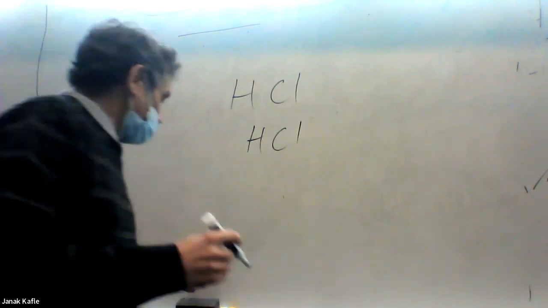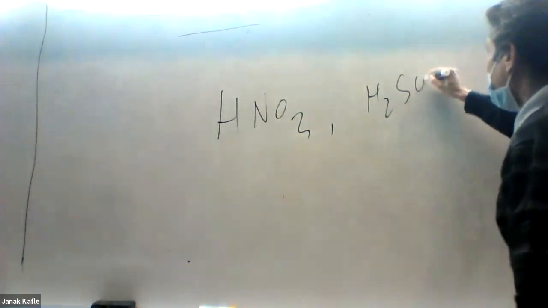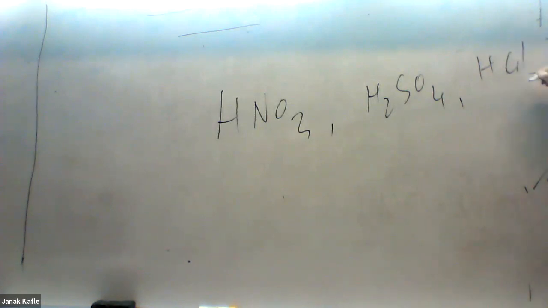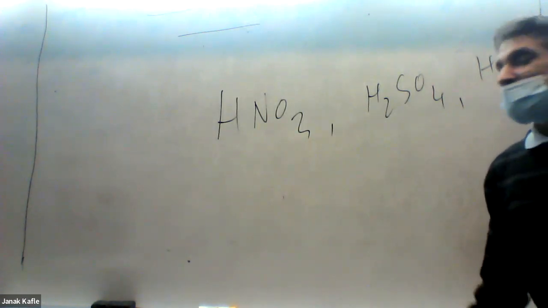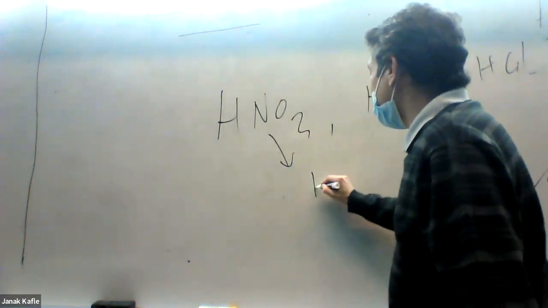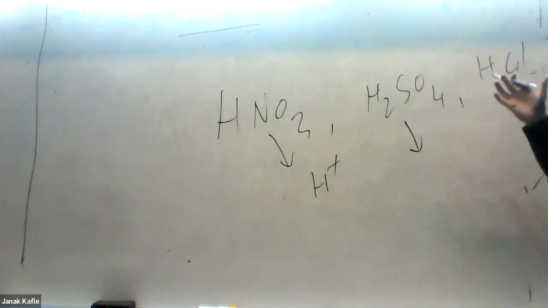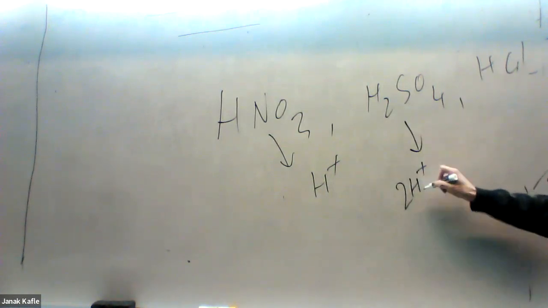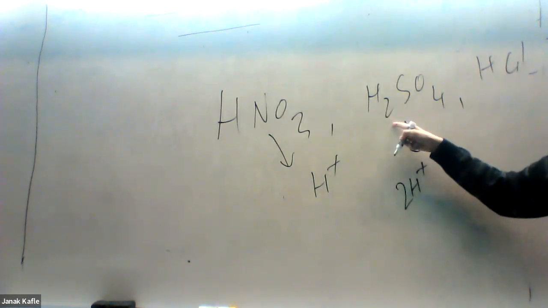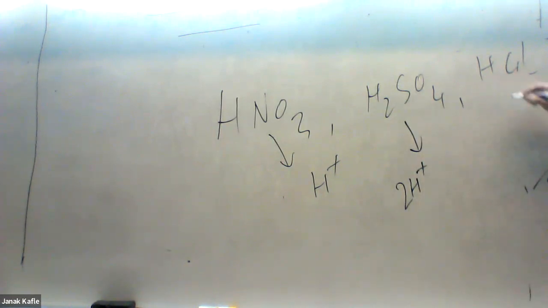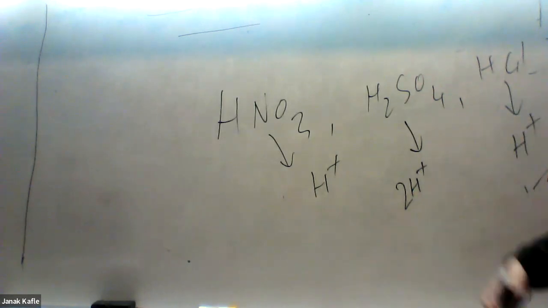So look here, HNO3, H2SO4, and HCl. These three types of acid we use most of the time in the laboratory. If you throw this guy in water, it is going to give H plus in water. So this is acid. If you throw this guy in water, it's going to give 2 H plus, because there are 2 H's, right? So this is also acid. And if you throw it in water, it's going to give H plus in water. So these all are acid.